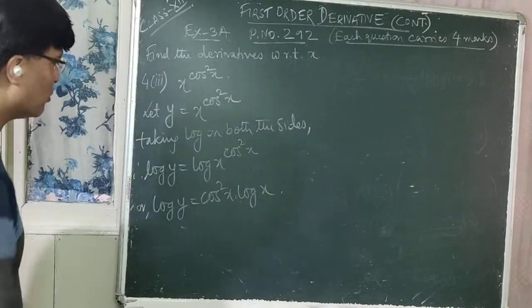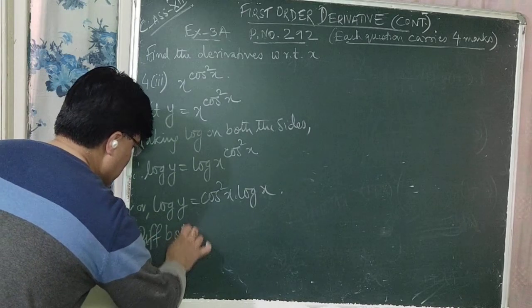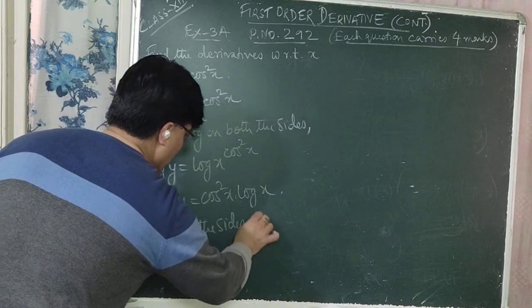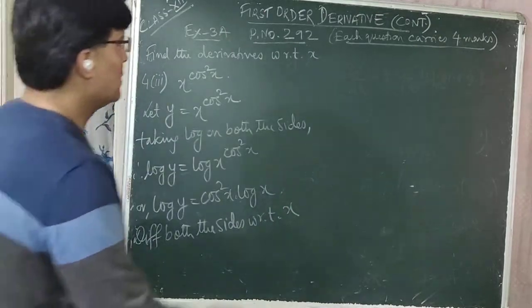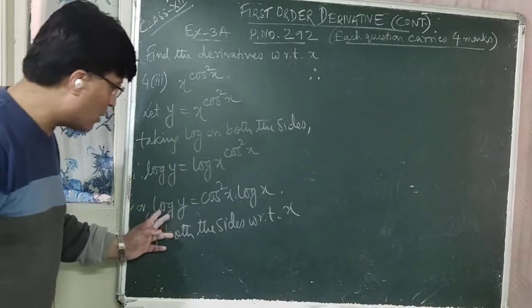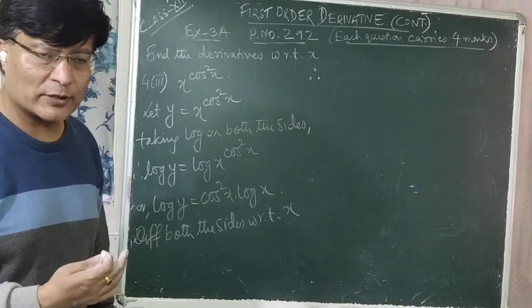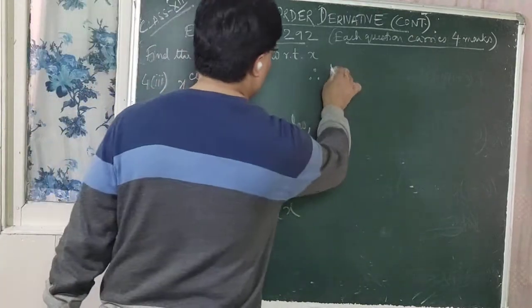Now we can differentiate both the sides with respect to x. So differentiating both the sides with respect to x, let us differentiate it. Therefore, now what is the differentiation of log y with respect to x? First of all, it is log x form. What is the differentiation of log x? 1 by x. But it is y there. So it is 1 by y.